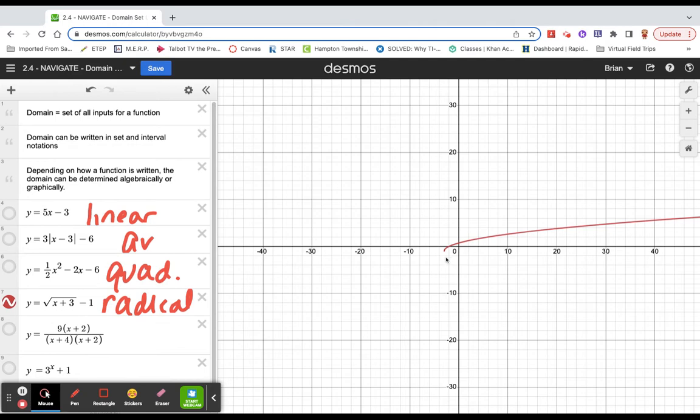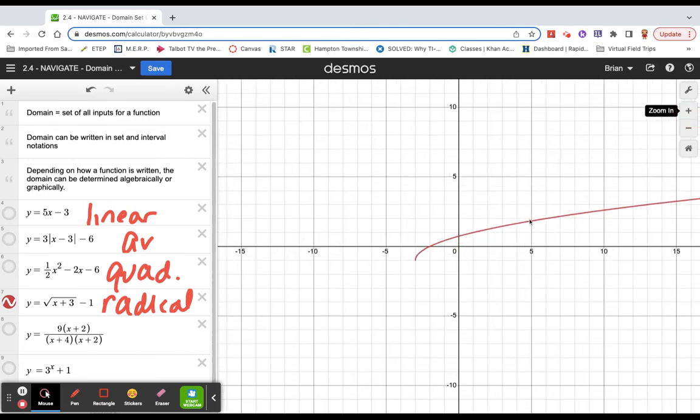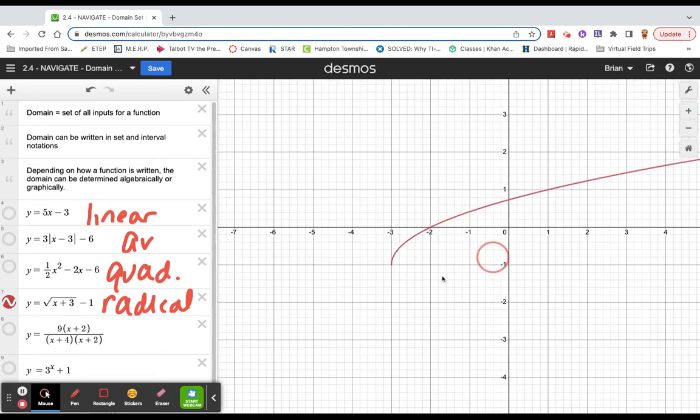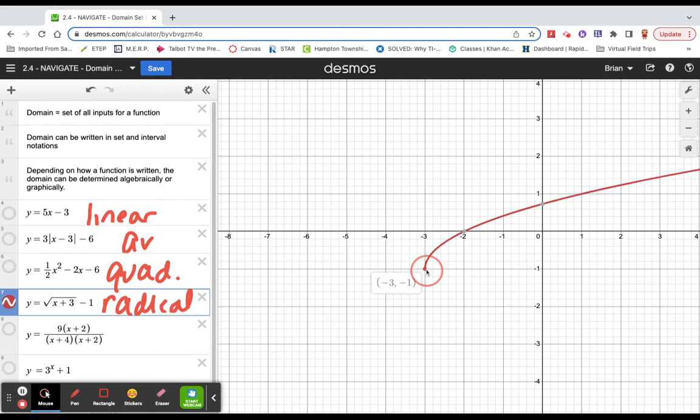You'll see that it just sort of randomly starts out in space over here and then proceeds off to the right. If I zoom in on that location just a little bit, I see that that starting value is at -3, -1, which asks the question, what's happening there that does not allow this graph to continue any farther to the left? And that requires you to think a little bit about what's happening inside of here.